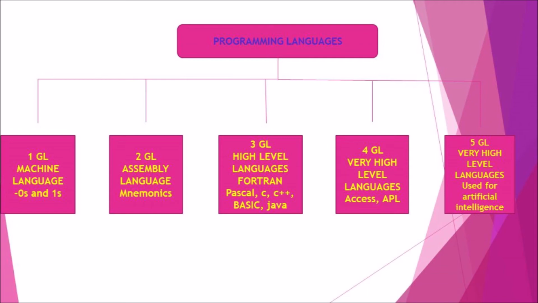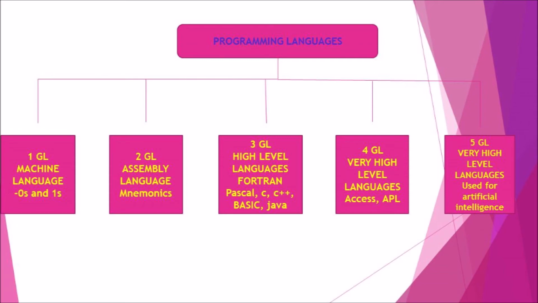The first generation language is written as 1GL. We call the first generation language machine language. Only zeros and ones are used for computer understanding. The computer can understand only zeros and ones, these two numbers only. And next, the second generation language, that is assembly language, that is mnemonics. They have used certain codes, certain short forms or abbreviations, in the assembly language.